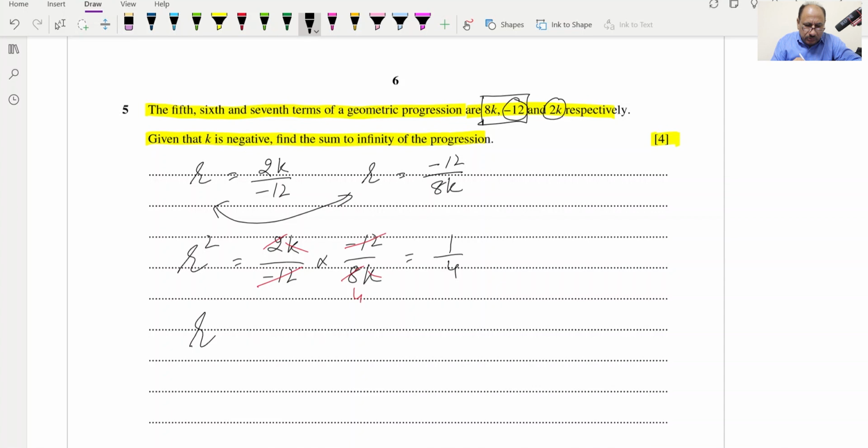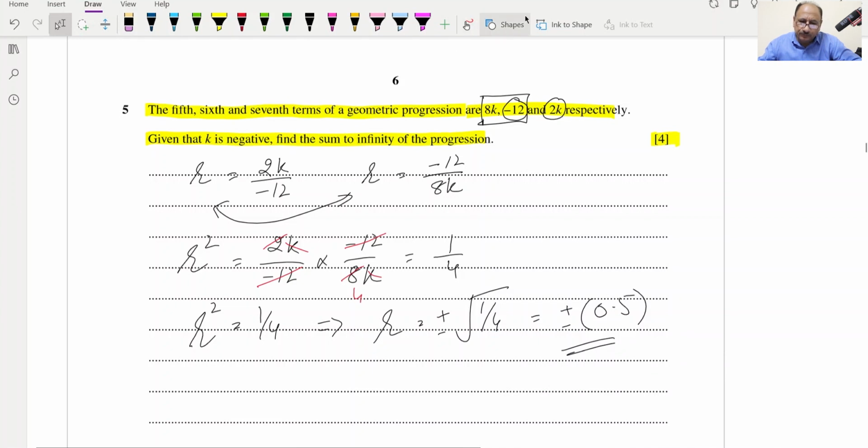So r squared is equal to 1 over 4. This implies r is equal to plus or minus the square root of 1 over 4, and this will be equal to plus or minus 0.5. Now this is basically the r value. So find the sum to infinity.